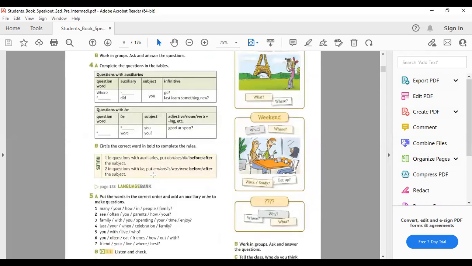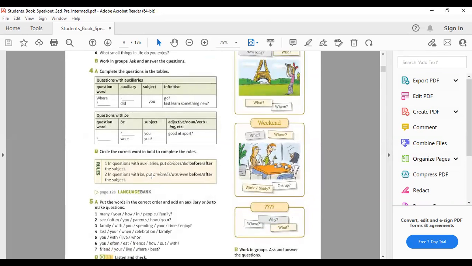We need a WH word, which is the question word, and then we need an auxiliary. After that, we need a subject and an infinitive. Of course, with the yes/no questions, we don't need any WH question words. And yeah, all right.